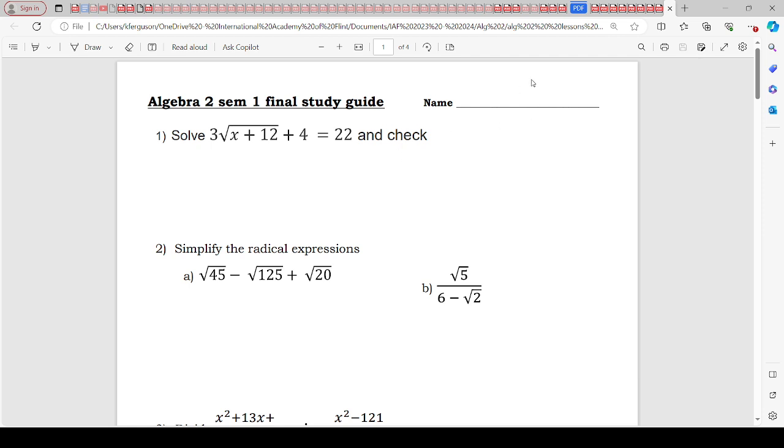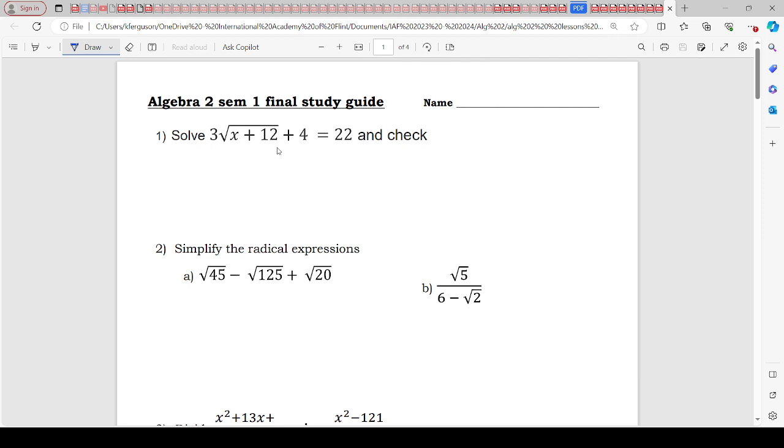Okay. So let's go ahead and start. So this right here is solving a radical equation. You know, it's got a radical in it. So the first step is you want to isolate the radical.